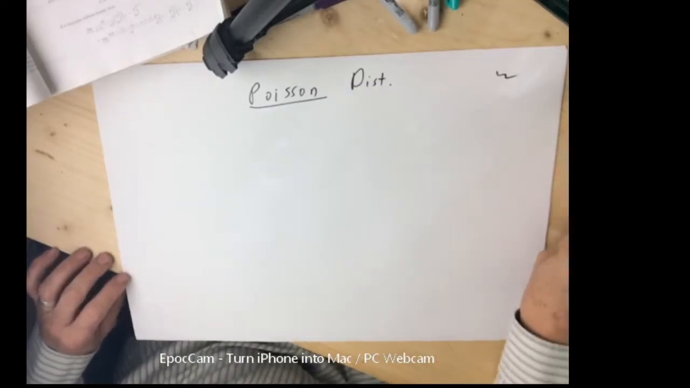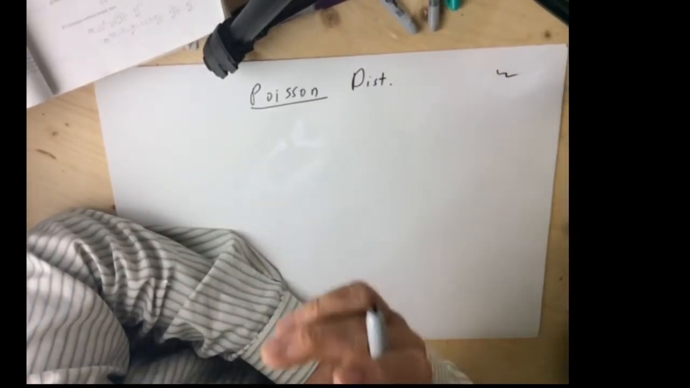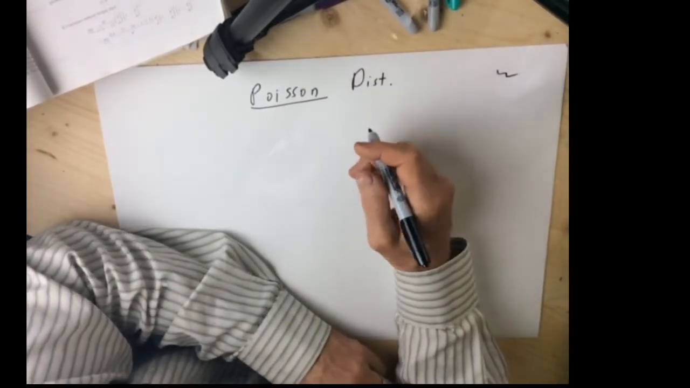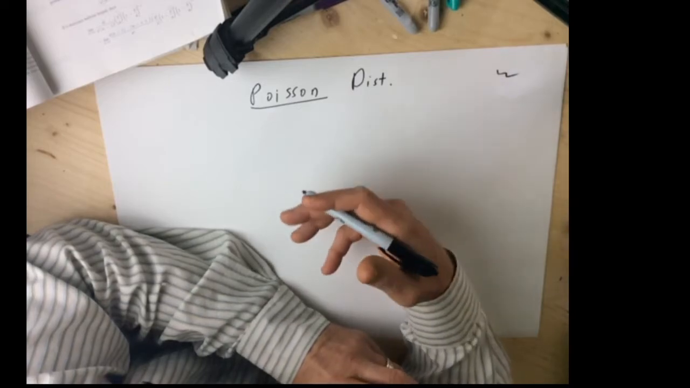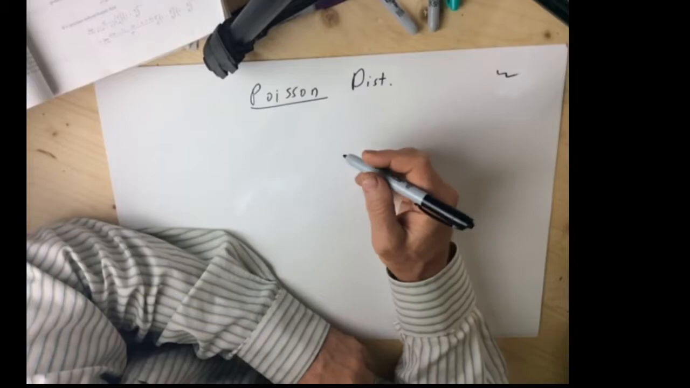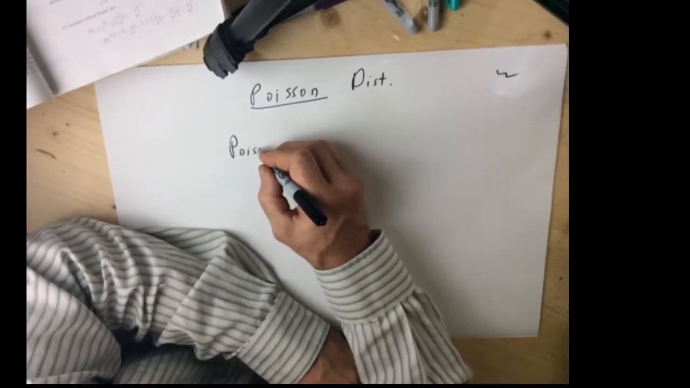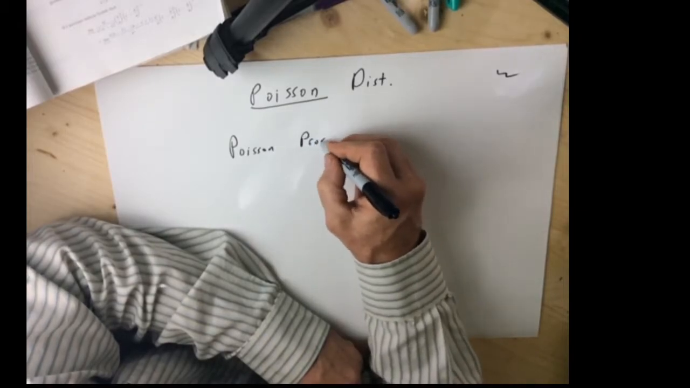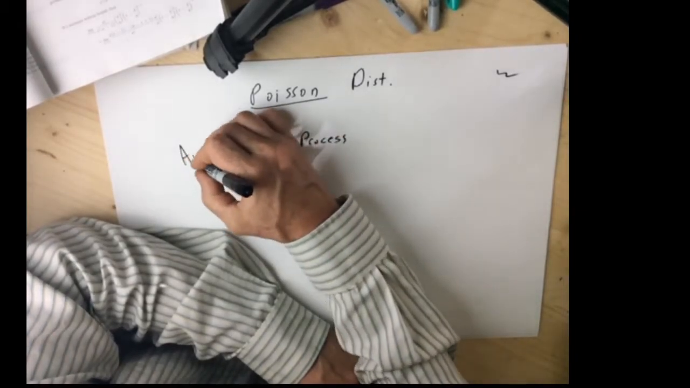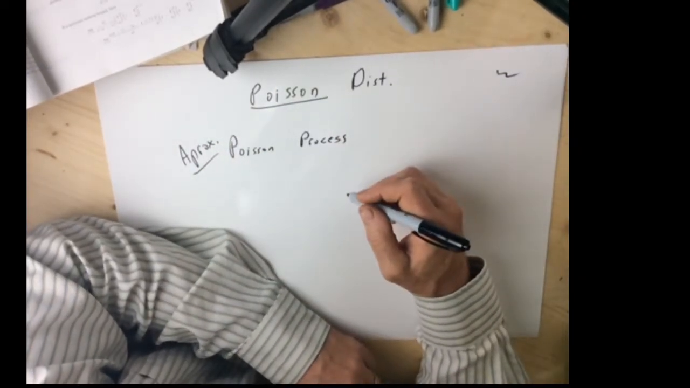Okay, today we're doing the Poisson distribution. Now the Poisson distribution is basically a version of a distribution that we've seen before, but interpreted in a different way. So first off, we're going to talk about what we call the Poisson process, or as the book calls it, the approximate Poisson process.